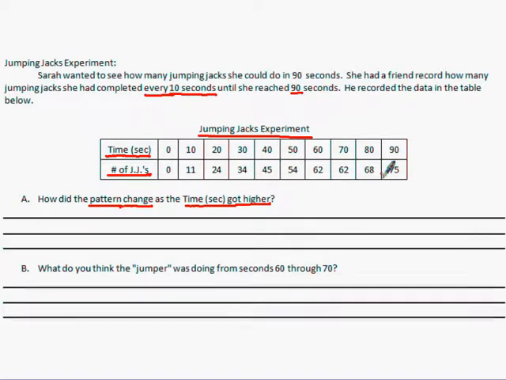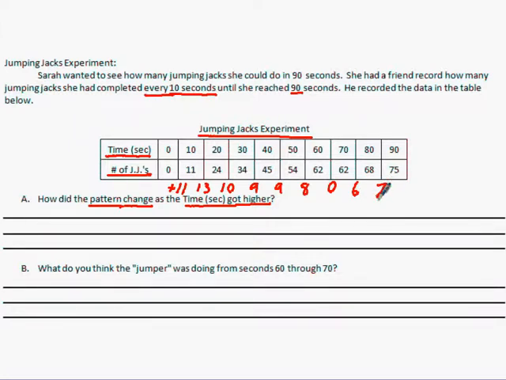To go from 0 to 11, we add 11. 11 to 24, we add 13. 24 to 34, we add 10. 34 to 45, we add 9. 45 to 54, we add 9. 54 to 62, we add 8. 62 to 62, nothing happened. 62 to 68, we add 6. 68 to 75, we add 7.